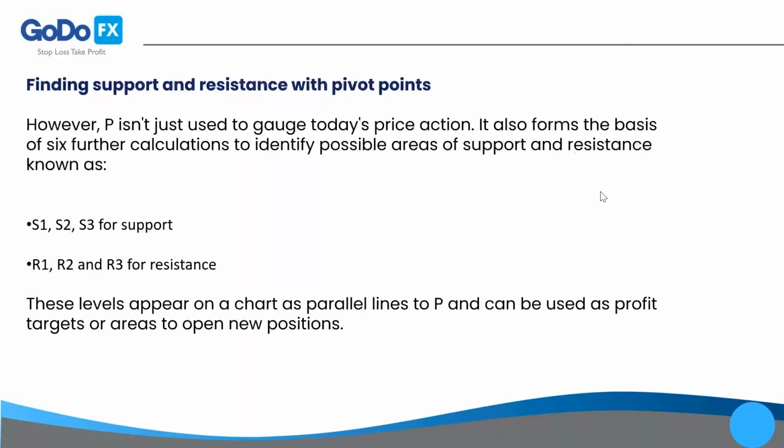Now, finding support and resistance with pivot points. However, P isn't just used to gauge today's price action. It also forms the basis of 6 further calculations to identify possible areas of support and resistance, known as S1, S2, S3, which are for support. R1, R2, and R3 are known for resistance. These levels appear on the chart as parallel lines to P and can be used as profit targets or areas to open a new position. I'll show you on the graph.